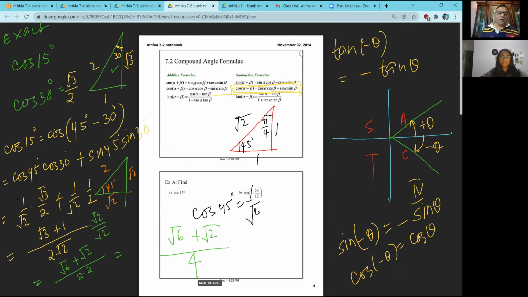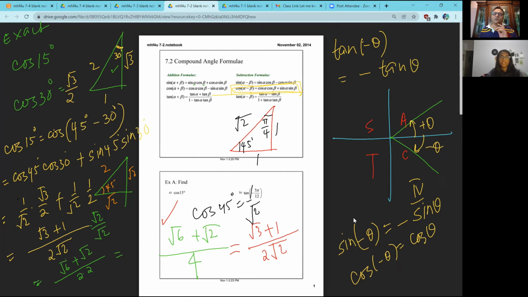So the answer could be that instead of square root 3 plus 1 over 2 square root 2, both are equivalent expressions, okay? Either this is also equivalent to square root 3 plus 1 over 2 square root 2. However, this is better since its denominator is rationalized in this particular form.